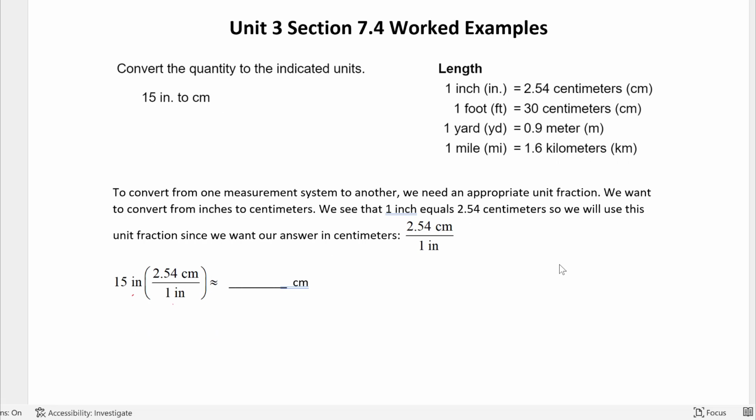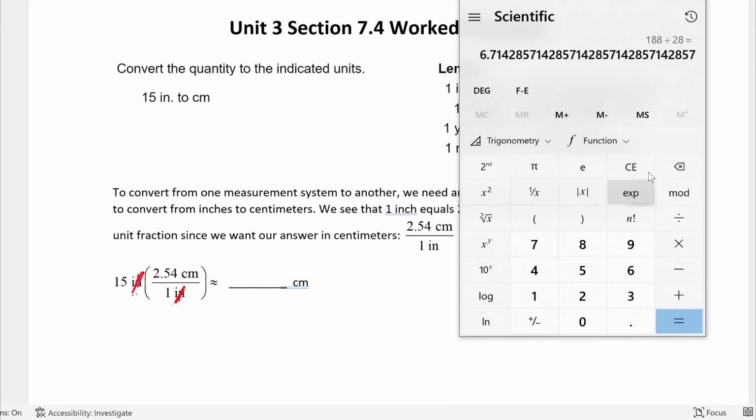So I need to determine what unit fraction I'm going to use in order to end up with an answer in centimeters. If I use the unit fraction this way, 2.54 centimeters over 1 inch, when I multiply the number I want to convert by that unit fraction, my units of inches from the numerator and denominator are going to cancel, and so my answer is going to end up in centimeters, which is what I want.